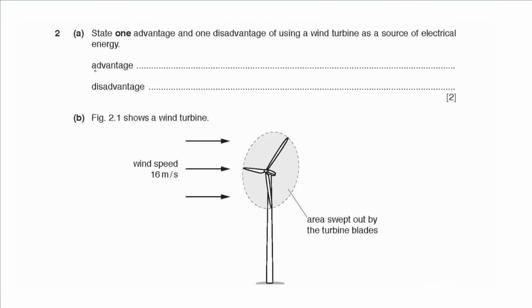Question 2a says state one advantage and one disadvantage of using a wind turbine as a source of electrical energy. We can say that for an advantage that it is non-polluting, or it is clean source of energy, or we can say that it is a renewable source of energy. As for the disadvantage, we can say that it is expensive or has initial cost that is high, and it also causes sound pollution and can endanger wildlife or bird life.